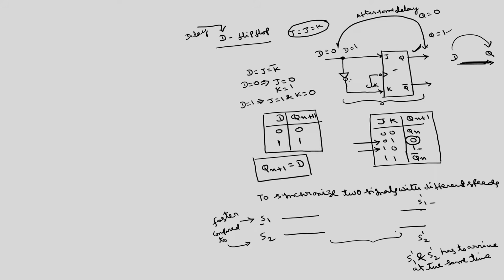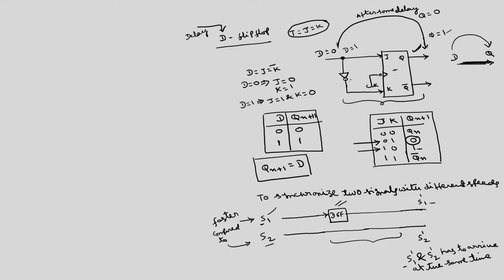So, to synchronize S1 dash and S2 dash, since S1 is faster, I will pass it through the D flip flop. You can have a single D flip flop or you can have a series of D flip flops. Then we will connect this directly, so that S1 dash and S2 dash will be synchronized. The number of D flip flops we have to choose depends upon how fast S1 is compared with S2. So, we can use this in delay equalization circuits.